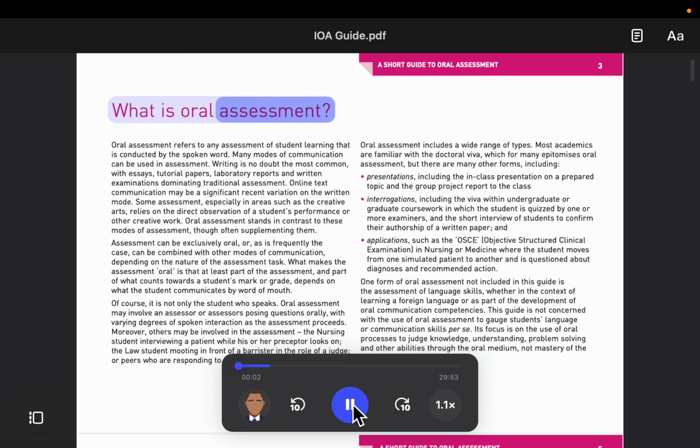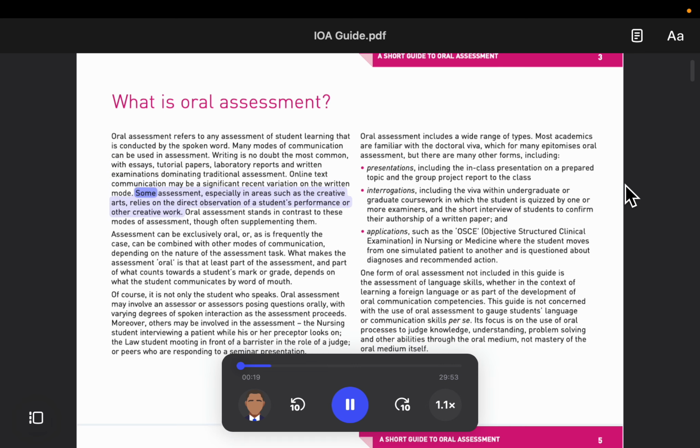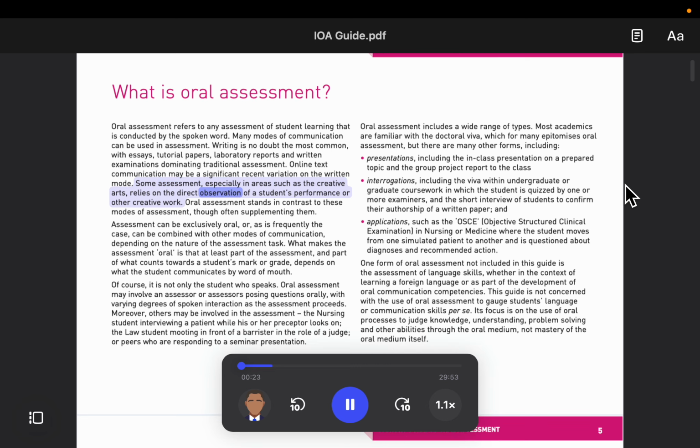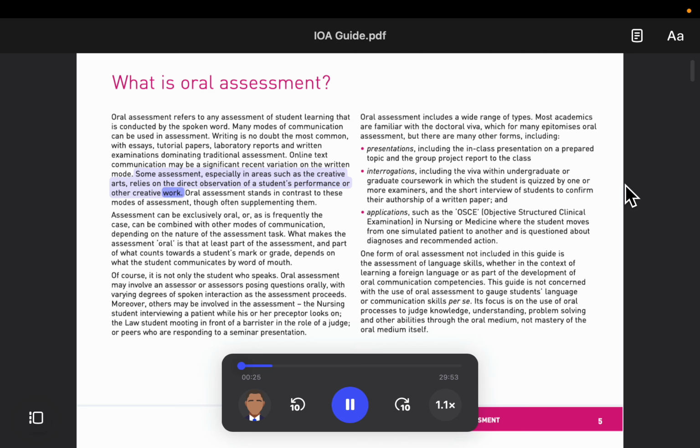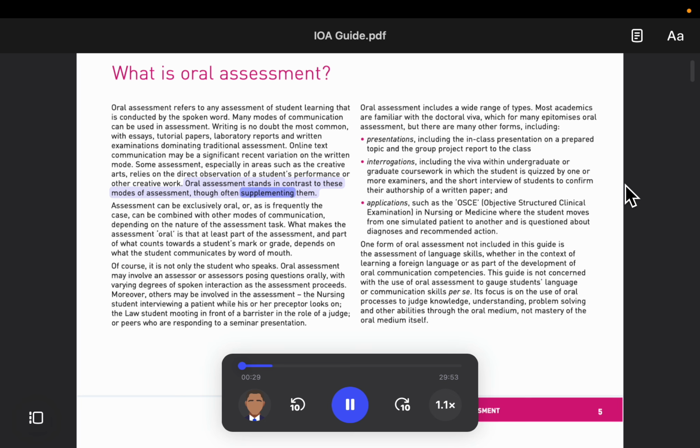What is oral assessment? Oral assessment refers to any assessment of student learning that is conducted by the spoken word. Many modes of communication can be used in assessment. Writing is no doubt the most common, with essays, tutorial papers, laboratory reports, and written examinations dominating traditional assessment. Online text communication may be a significant recent variation on the written mode. Some assessment, especially in areas such as the creative arts, relies on the direct observation of a student's performance or other creative work. Oral assessment stands in contrast to these modes of assessment, though often supplementing them.